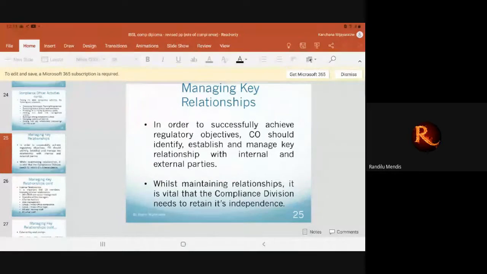Now, when there are issues, as we also discussed, you have to report it to the board. Then you have to discuss with the internal stakeholders in order to get the issue sorted, get the issue rectified, right? At the same time, you have to maintain your independence. That cannot be compromised, right? What do you mean by independence?